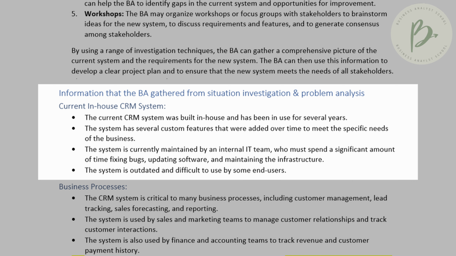The system is also currently maintained by the internal IT team, and they spend a significant amount of time fixing the bugs, updating the software, maintaining the infrastructure of the system. And finally, the business analyst uncovered that the system is outdated and it's just difficult to use by some of the end users. Okay, what exactly is the process?